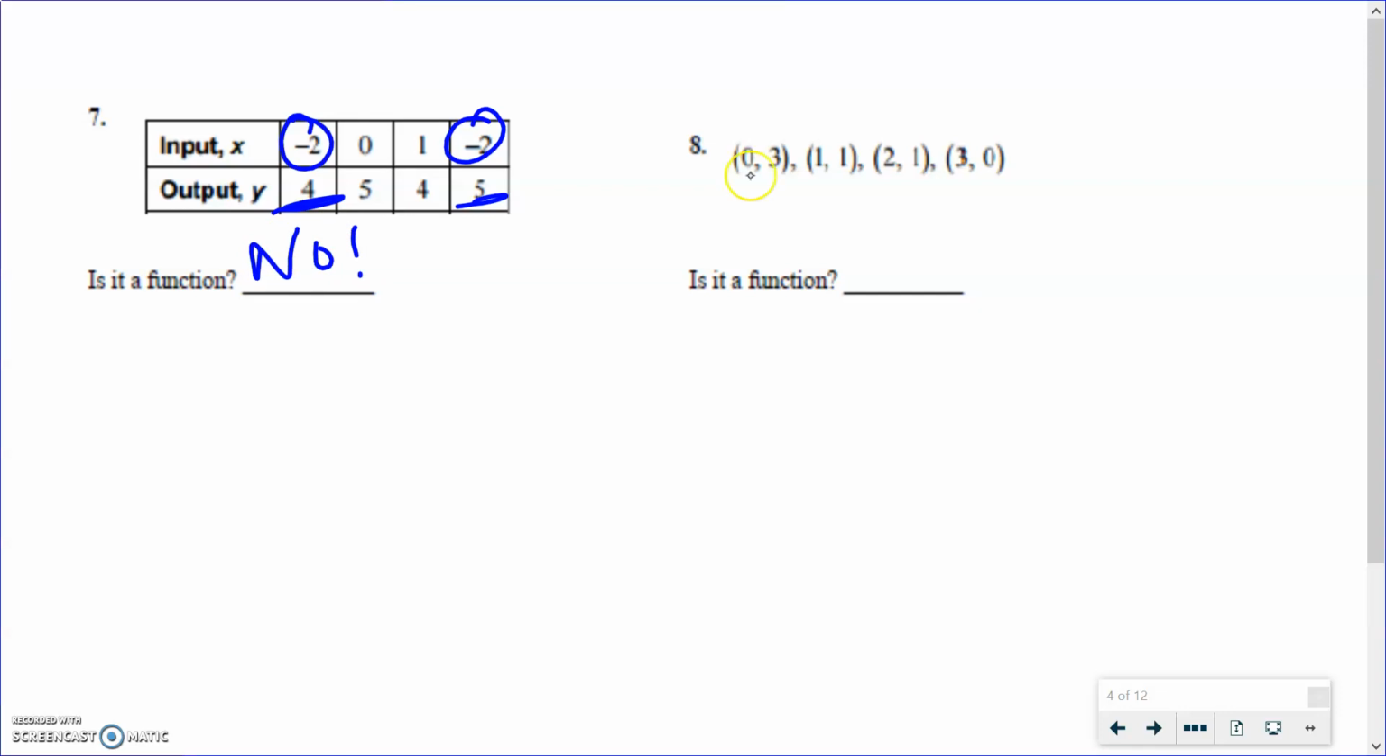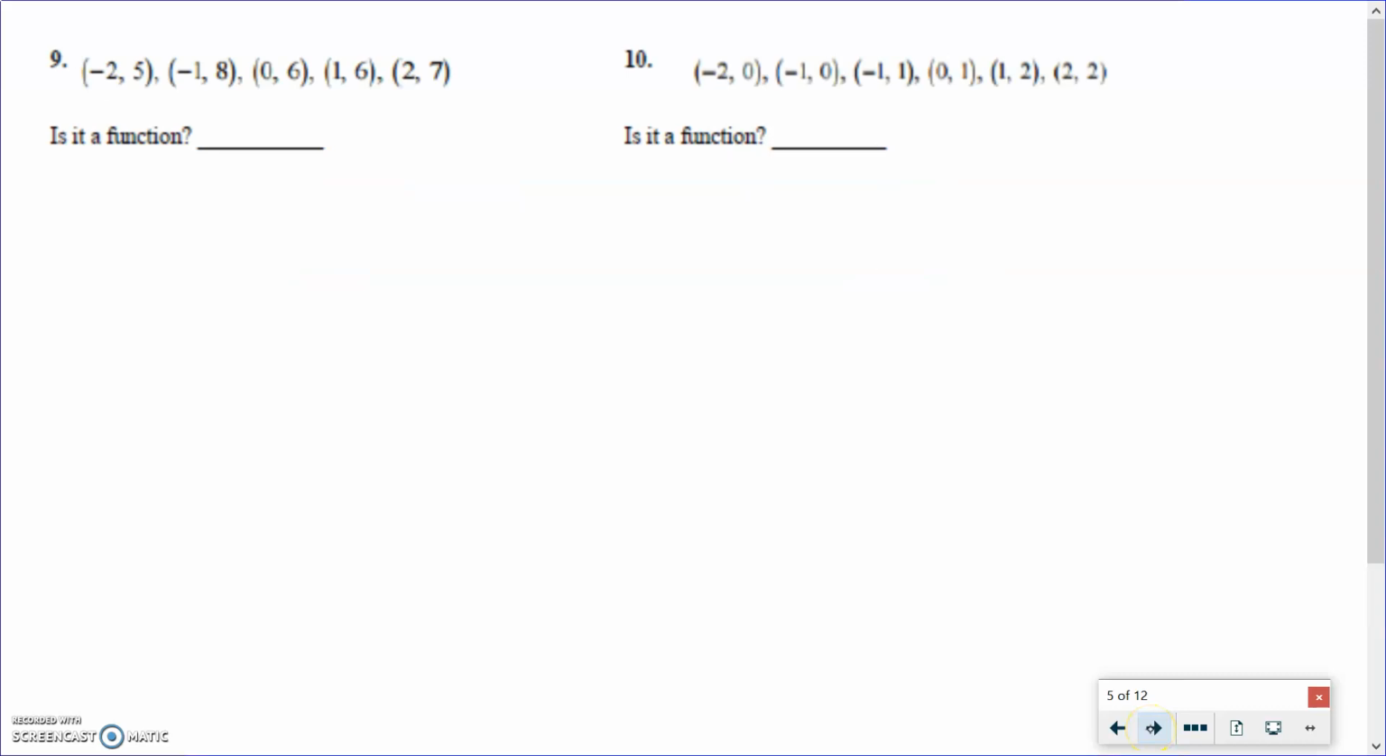Okay, we can also look here if it's just a list of points and say, okay, 0, 1, 2, 3, all different inputs. So automatically, yes, that is a function because there are all different inputs. Okay. Again, we're going to look here, -2, -1, 0, 1, 2, all different inputs. So yes, that is a function. We don't even have to look at the outputs. If the inputs are all different, then it is automatically a function.